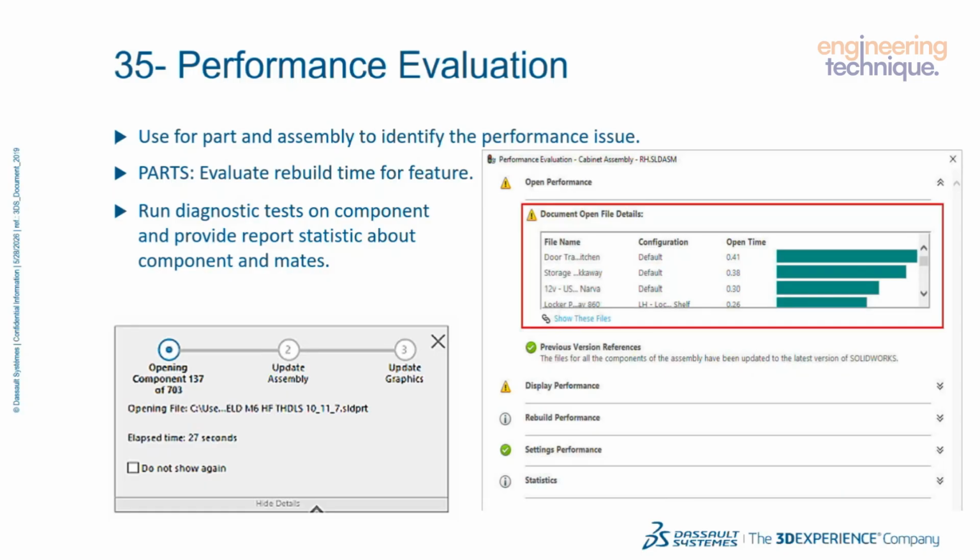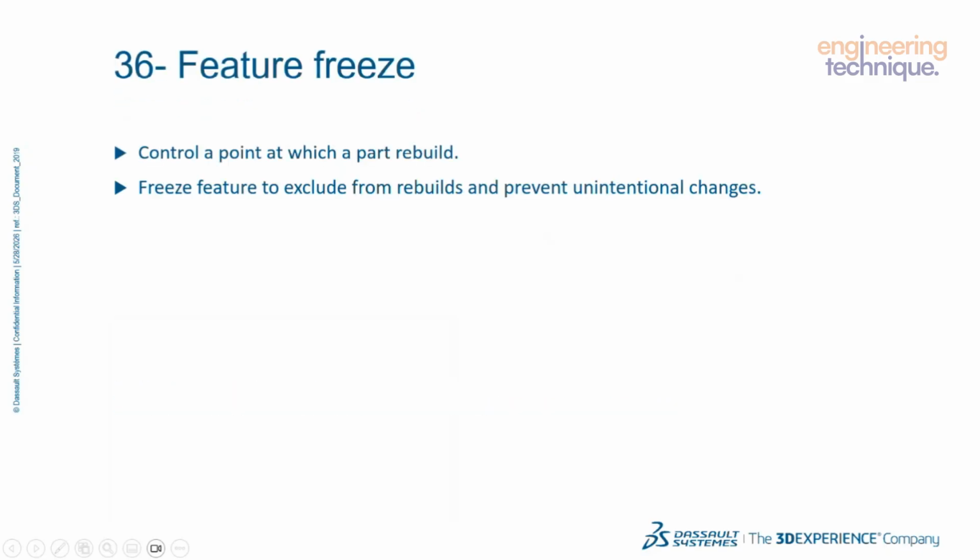So before raising any escalation, we sometimes need to know which practice we are following. If we are creating in a complicated way, then we need to work on that. That's why performance evaluation is the best option to use, often after creating an assembly. We recommend opening the performance evaluation and identifying how much time your particular part is taking to open. In the same way, Feature Freeze.